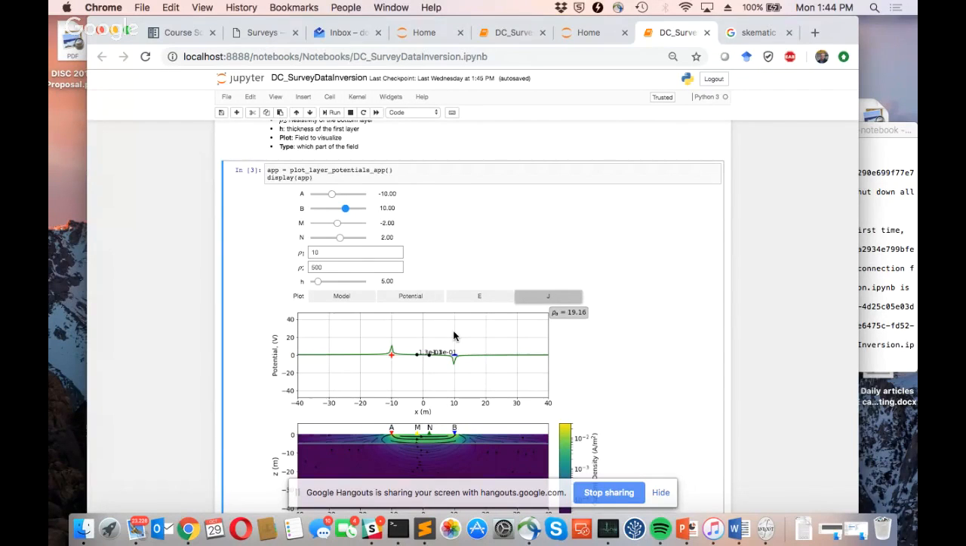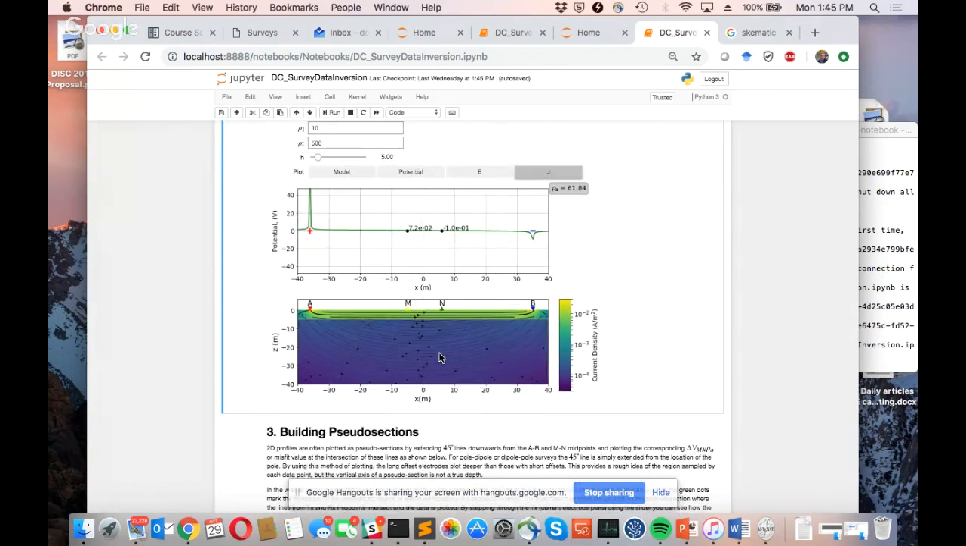And then we can continue on with that and make, let's go all the way down to 30. So now at this point, we've got more current that's flowing in, and my apparent resistivity is at 61.